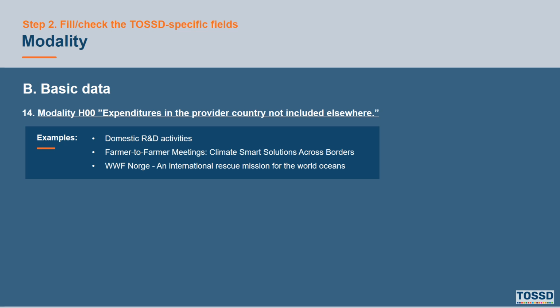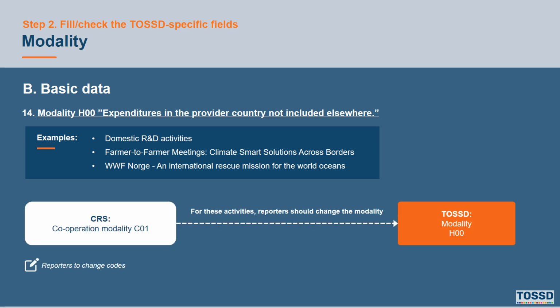There are a few examples of activities that could be included in modality H00. These include domestic research and development activities, farmer-to-farmer meetings on climate-smart solutions across borders, and contributions to WWF Norge, which is an international rescue mission for the world's oceans.